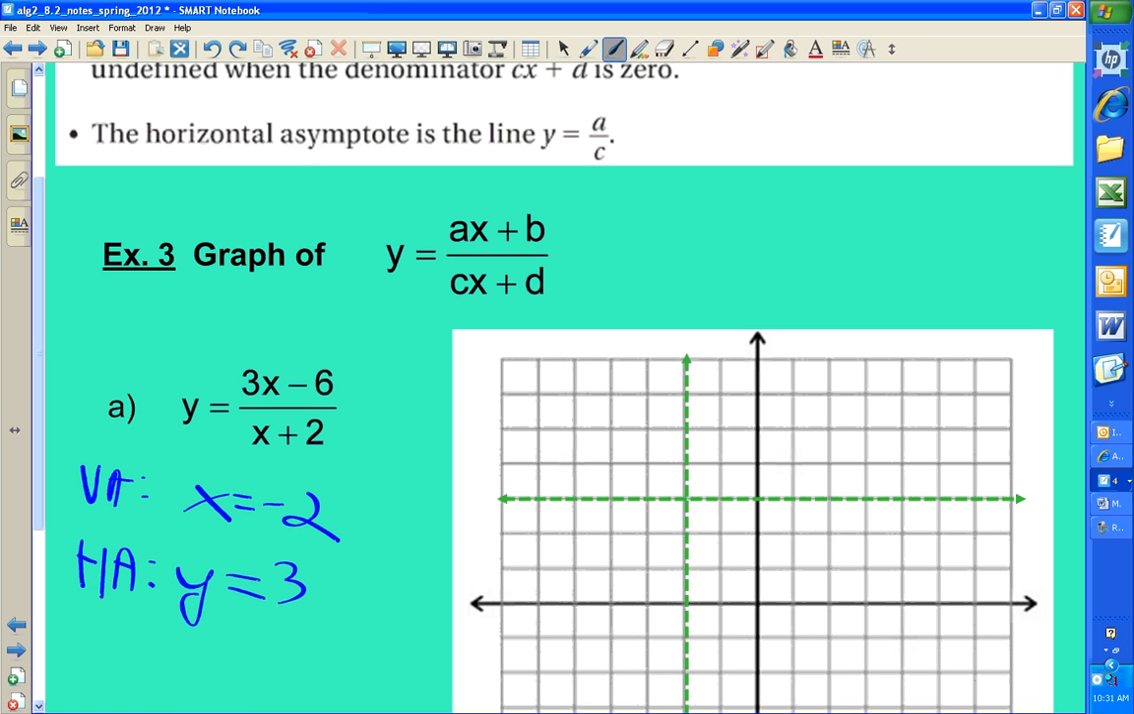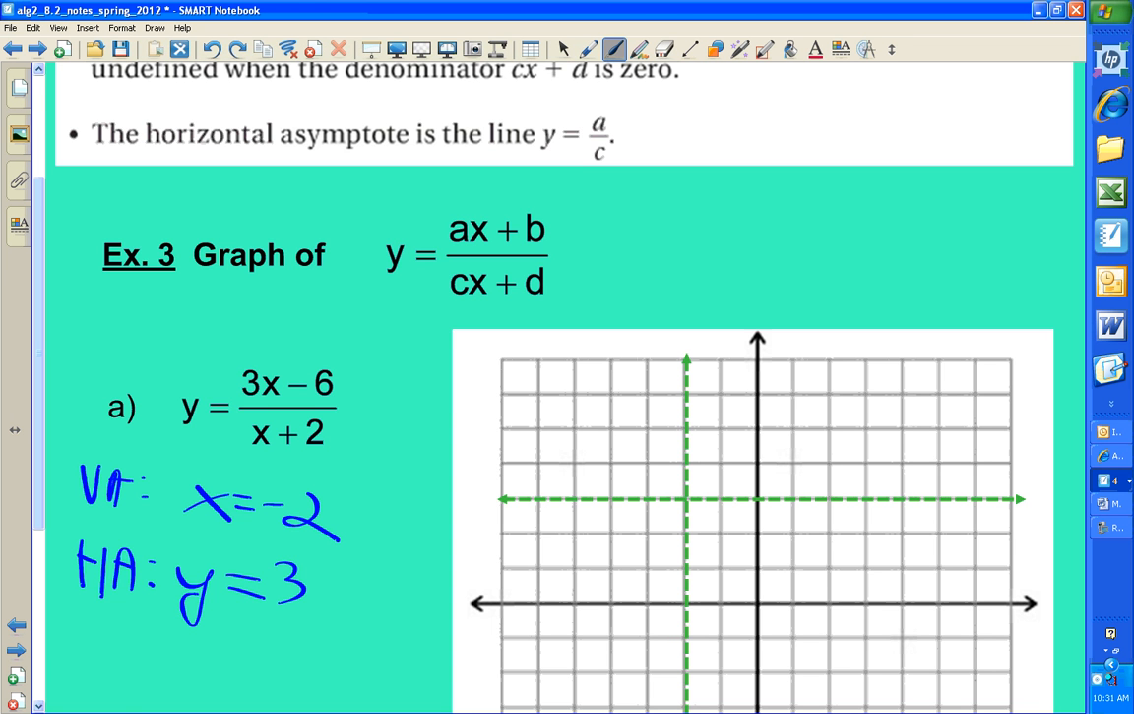If you don't like that method, 3 times 10,000 is 30,000 minus 6, 29,994, divided by 10,000 plus 2, 10,002. Round it to the nearest tenth, you're going to get 3. Okay? If cover up and reduce is really confusing you, plug in a 10,000 and reduce.